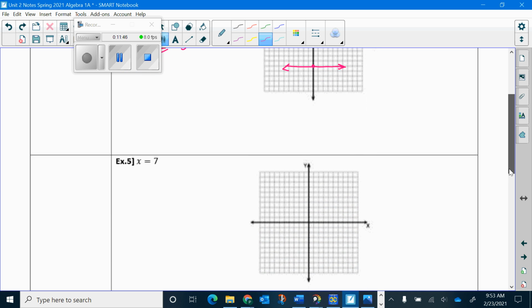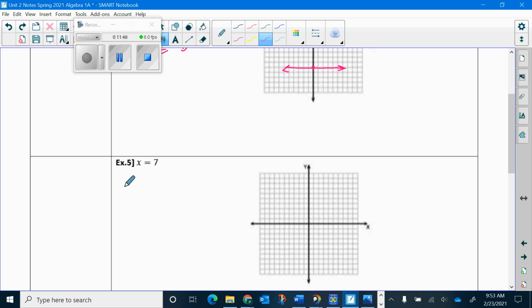The next one crosses the x-axis at 7. So here's 1, 2, 3, 4, 5, 6, 7. Try to make that straight for you. So it's a vertical line. My slope is undefined because it's straight up and down, undefined. And it never touches the y-axis, so there is none.